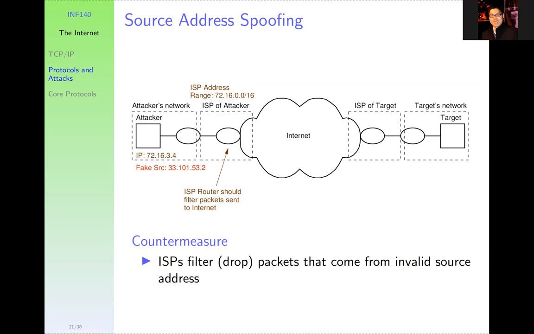For this type of attack, the ISP can also control it, because in this network, the source IP address is supposed to be the network's IP address. But if the source address is this one, it's a fake source address. Then the firewall or the ISP can easily drop this type of packet. Then this attack can be prevented.